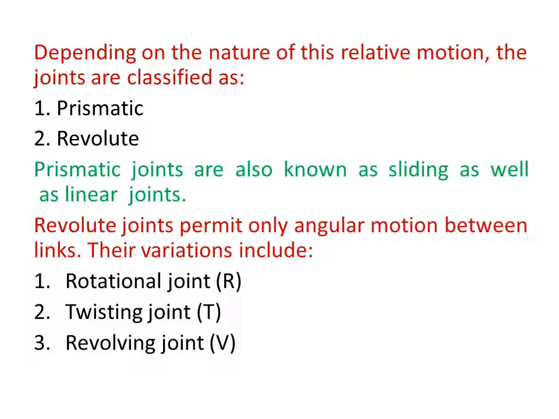Next is the revolving joint. The revolving joint, denoted by V, is another kind of rotational joint where the rotation takes place about an axis that is parallel to one of the adjoining links, and normally the links are aligned perpendicular to one another at this kind of joint. So the rotation involves revolution of one link about the other link, right?